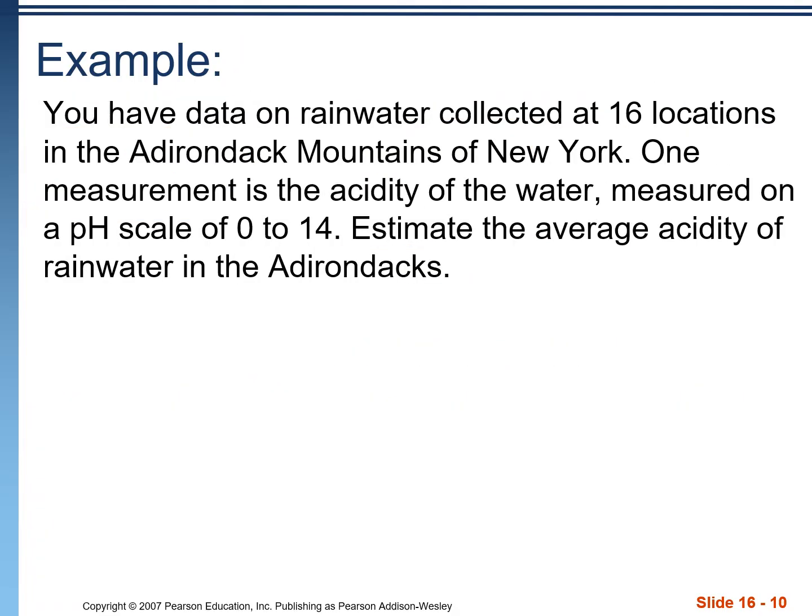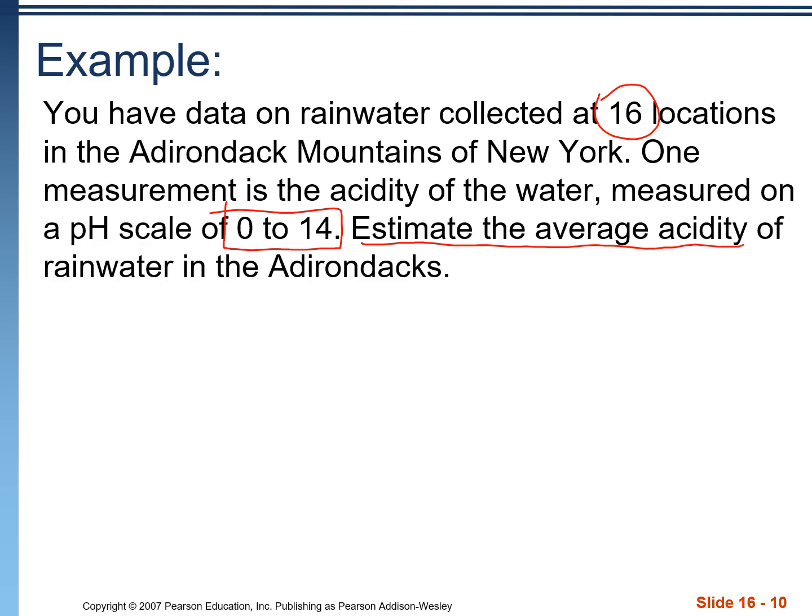Next up, you have data on rainwater collected at 16 locations in the Adirondacks. One measurement is the acidity, measured on a scale of 0 to 14. Estimate the average acidity. So our actual response variable is the acidity on a pH scale. It's numerical, 0 to 14. We have one sample of 16 locations, and it's asking us to estimate the average acidity.